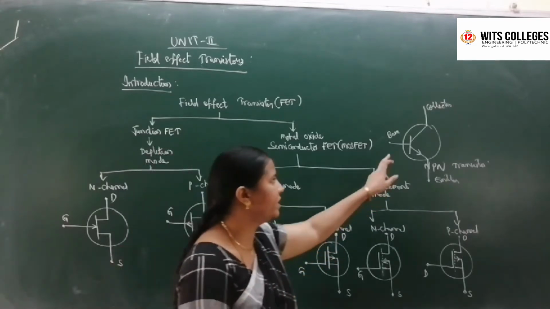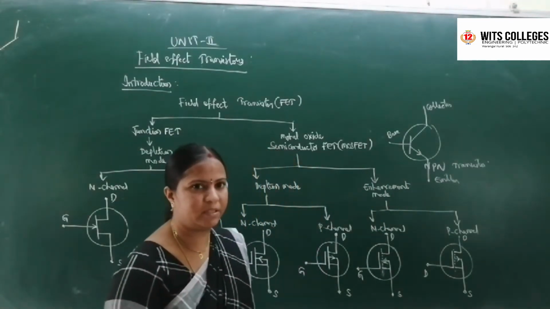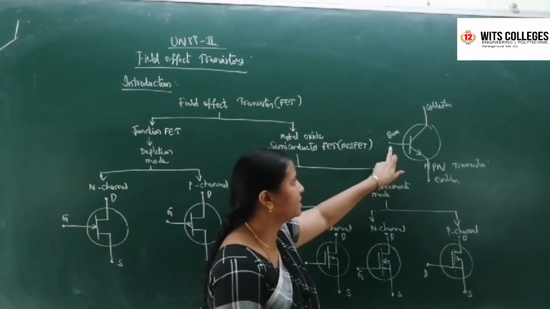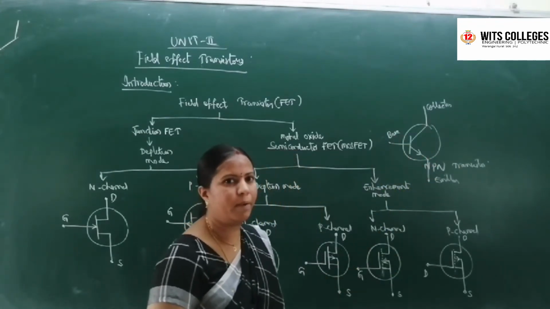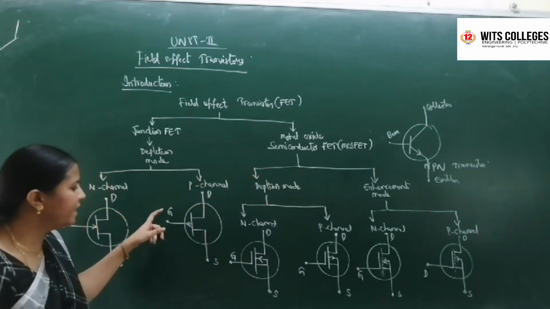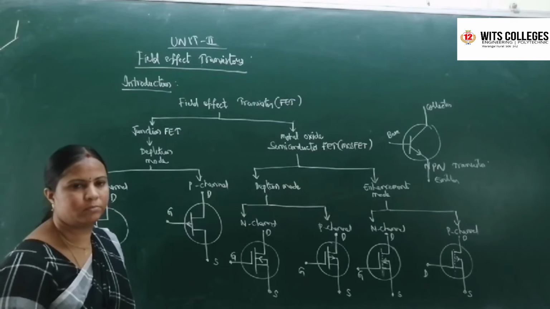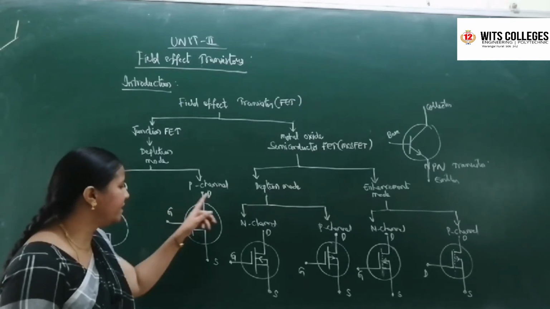In this you have three terminals. This is the NPN transistor, and similarly you have the PNP transistor. In the NPN transistor you have three terminals: base, emitter and collector. Coming to the field effect transistor, you also have three terminals: gate, drain and source.